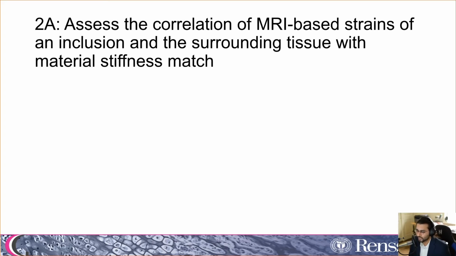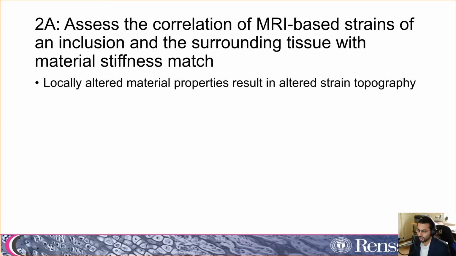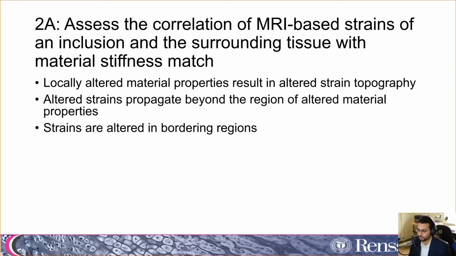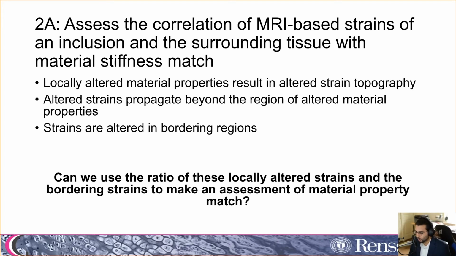We just saw in our phantoms that locally altered material properties changed the overall strain. In that phantom with the softer tissue on the bottom, the strains diffuse throughout the entire matrix more evenly, rather than in the stiff, uniform construct. So these altered strains propagate beyond that region of immediate altered material properties and change the strains in the bordering regions as well. So can we actually use the ratio of these locally altered strains and the bordering strains to make some kind of assessment of material property match?